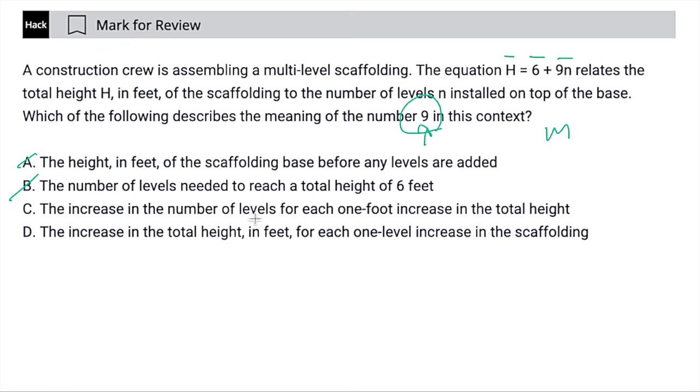Now we have two rates of change, right? Increase in levels for each foot, or increase in height for each level. Now it becomes slightly more complicated, but we just want to keep in mind that m, our slope, is going to be rise over run. So whatever y represents divided by whatever x represents. Here, y is h, and it says h is feet, so it's going to be total height in feet for every one level x increase. So choice D is our answer.